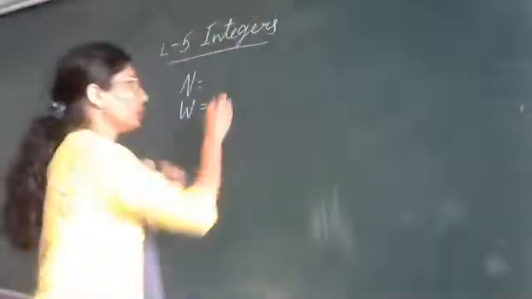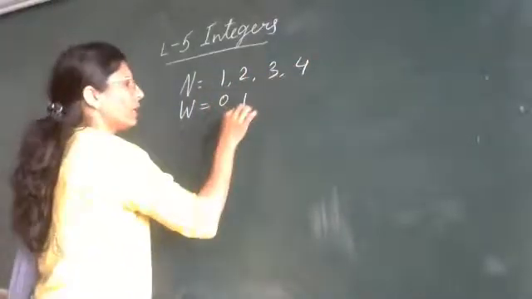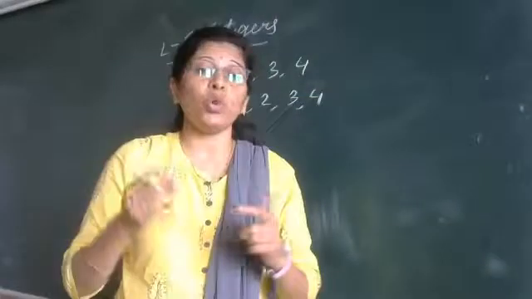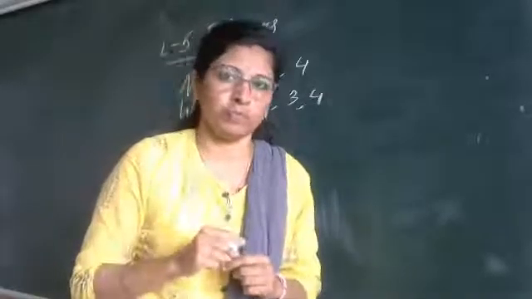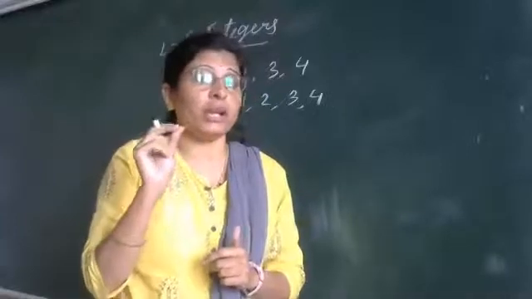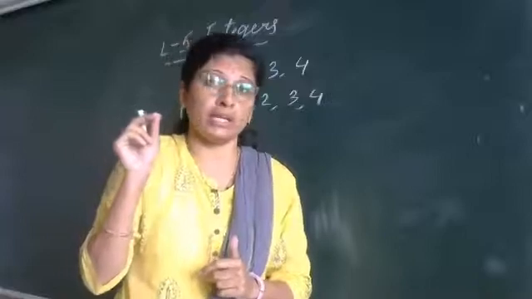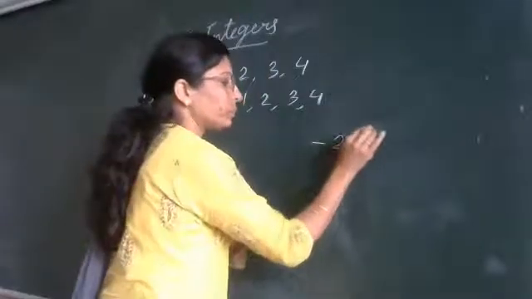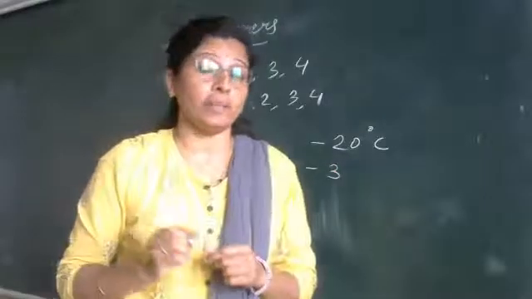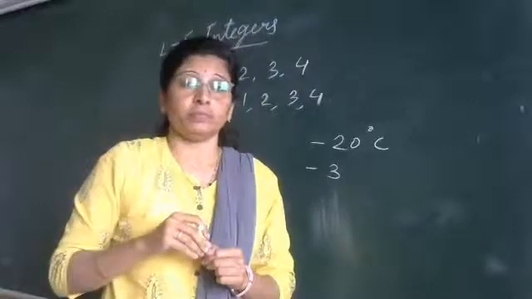Now we know these are 1, 2, 3, 4, and these are 0, 1, 2, 3, 4. Now you have seen sometimes, for example, temperature. Sometimes the temperature that you have seen in the news, they'll tell, okay, today temperature is minus 20 degrees Celsius, or minus 3 degree, minus 4 degree, they'll tell. So what is that number? What is that minus?